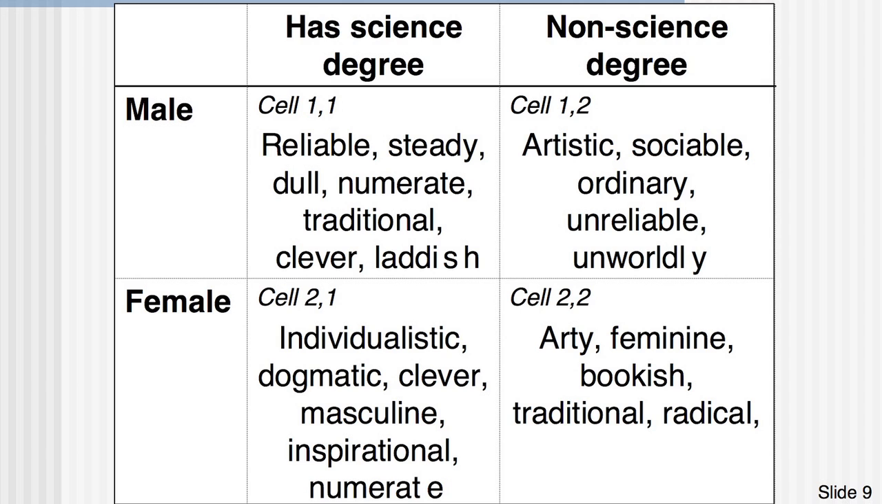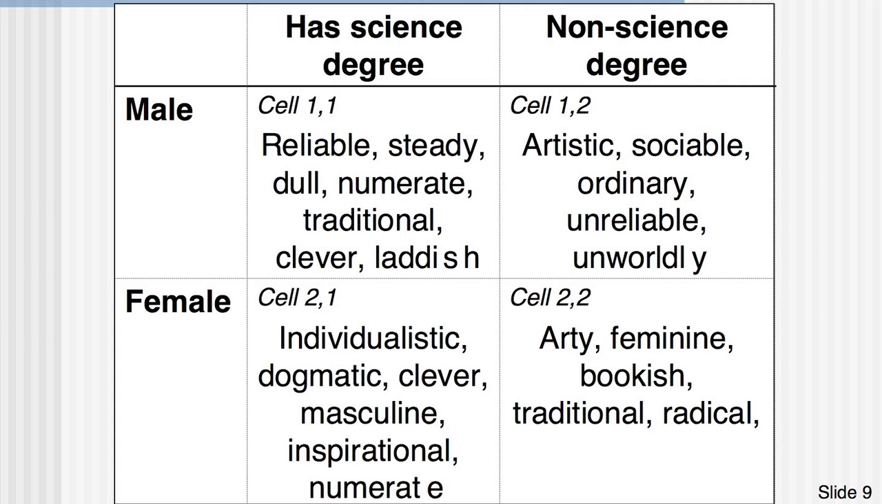That the women are seen as more individualistic, dogmatic and so on, masculine. That's not a term that you always use about the men. Whereas the non-science degree females are seen as traditional and so on, in some kind of contrast. So you can begin to make those kinds of distinctions. And now, there's nothing deep about this. This is very simplistic. The reason for doing this is to show how you make those comparisons.